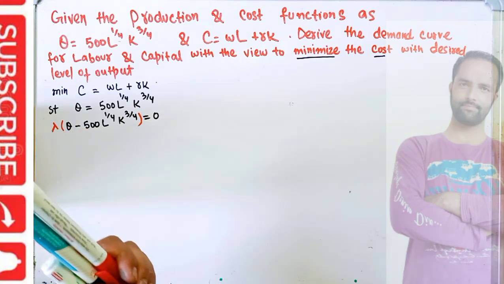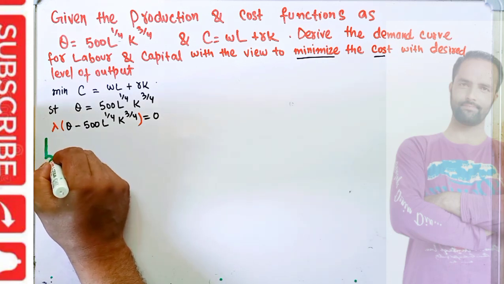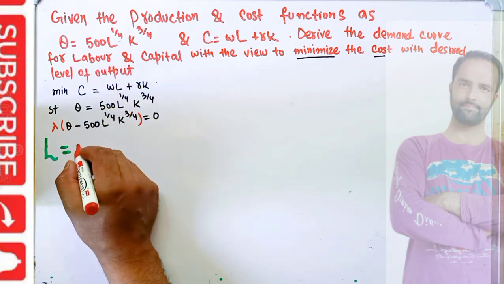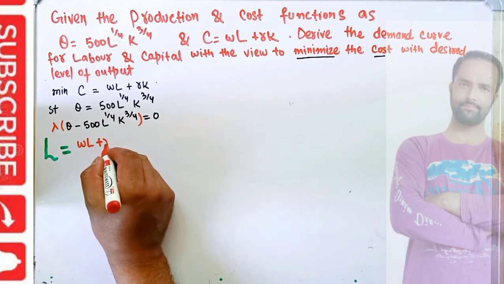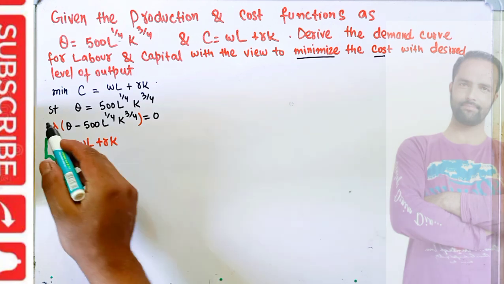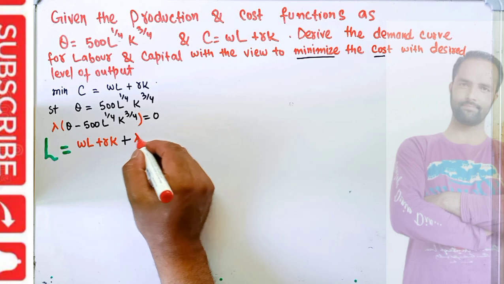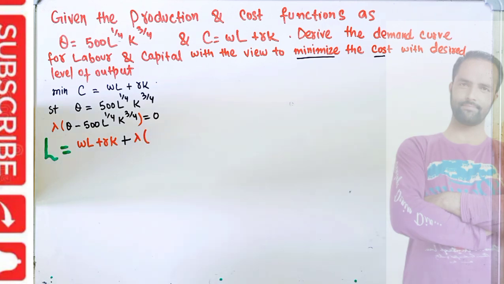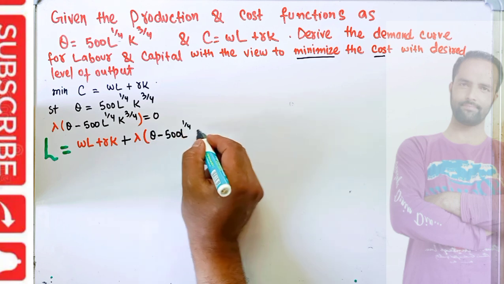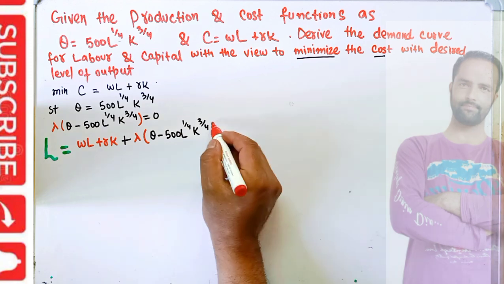After that we have to form the Lagrange function. Let's denote the Lagrange function by L. It is simply our objective function, WL + RK, and to this we add the resulting constraint, that is plus lambda times (Q - 500 L^(1/4) K^(3/4)). This is our Lagrange function.